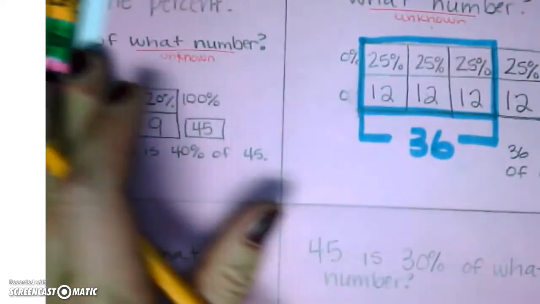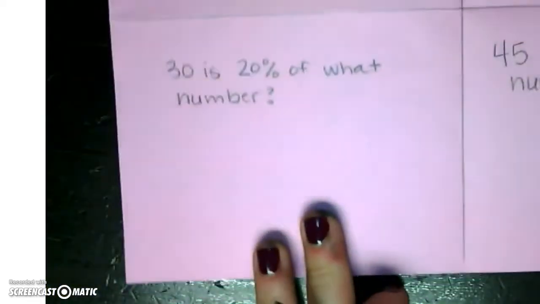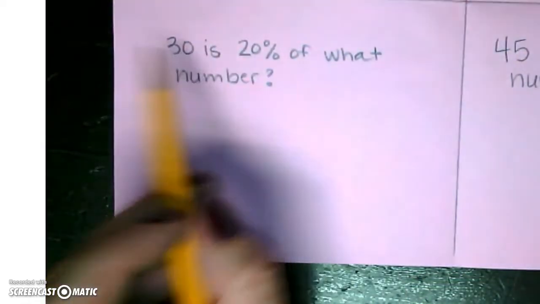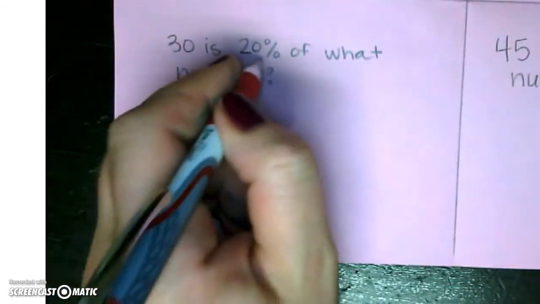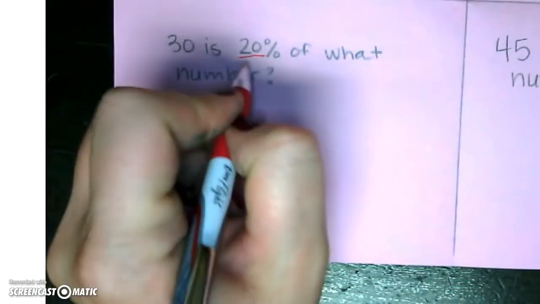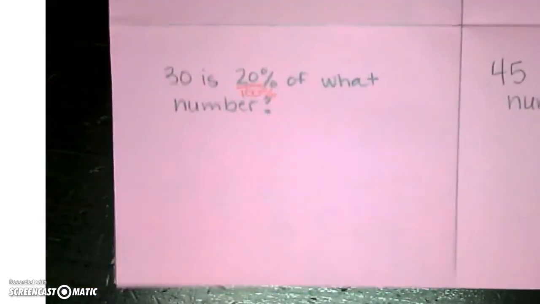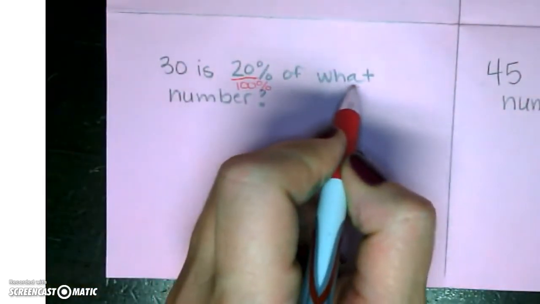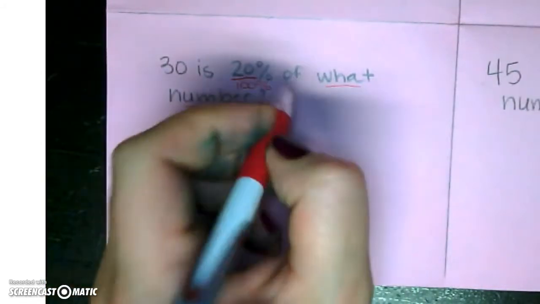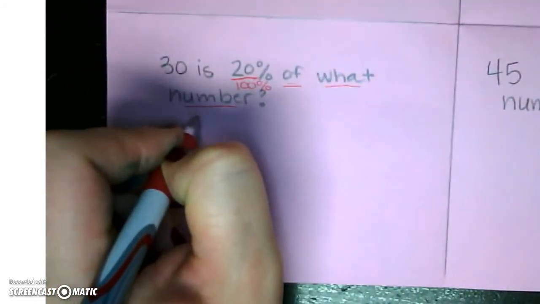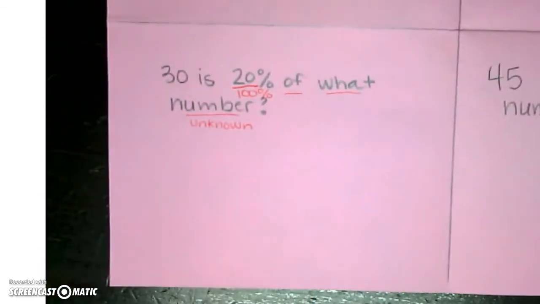Let's move on to our third example. For our third example, we are going to model that 30 is 20% of what number? Well, again, there's that good math habit. Percents always come out of 100. And again, right here in my problem where it says of what number, that is our unknown. That's what we need to build the model to find out.